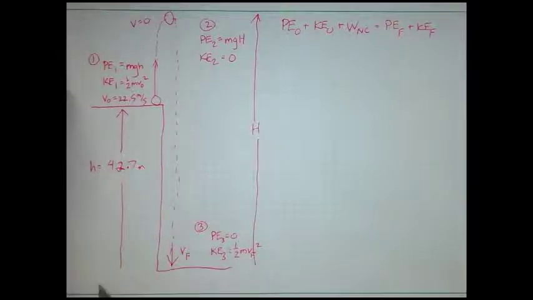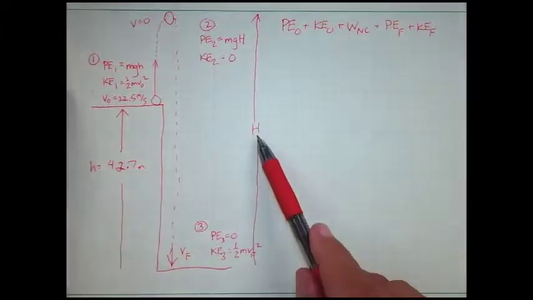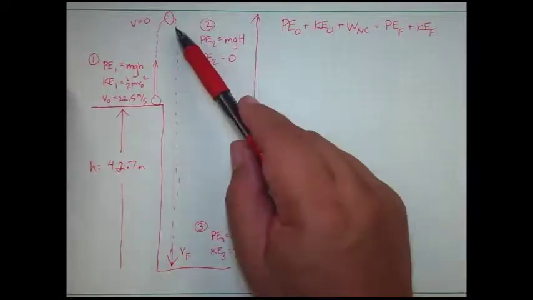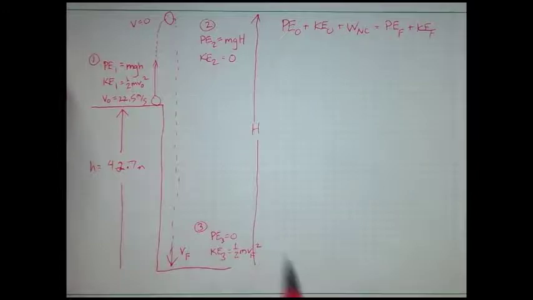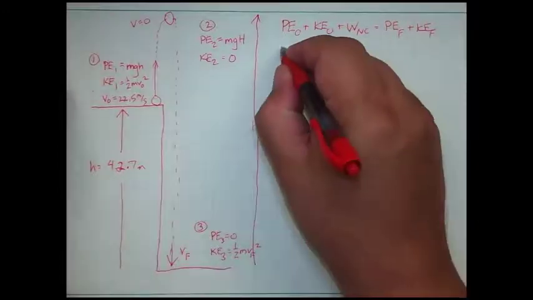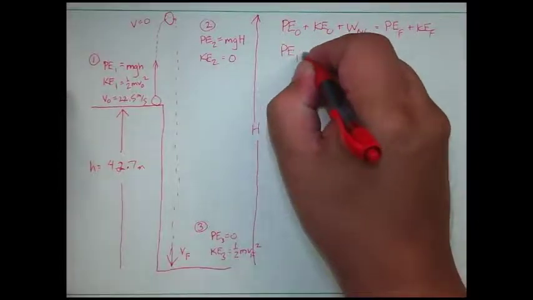For our initial position, we will select position 1, where we start. And for our final position, since we want to first figure out the maximum height, we will choose point 2 as our final position. With that in mind, our initial potential energy is the potential energy at point 1.